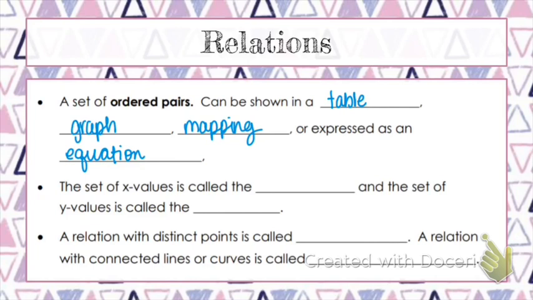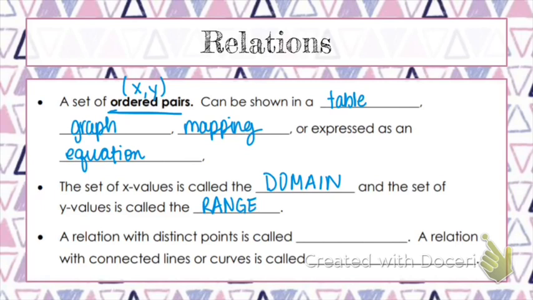Okay, so the set of x values, because remember these are ordered pairs. Ordered pairs are x comma y, and they tell you where to plot a point on a coordinate plane. All right, the set of x values is called the domain, and the set of y values is called the range. Domain and range, that's something I'm sure you've heard of before.